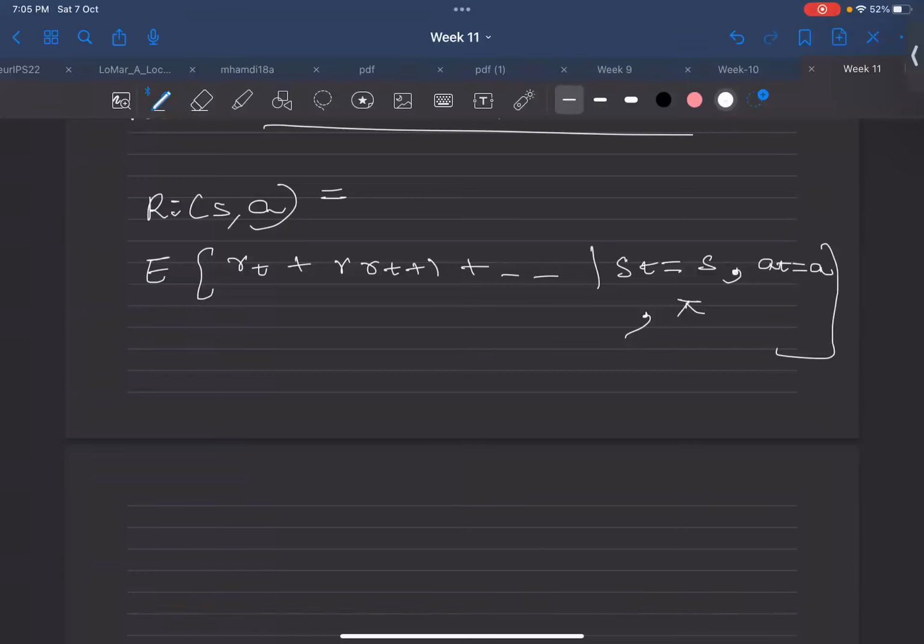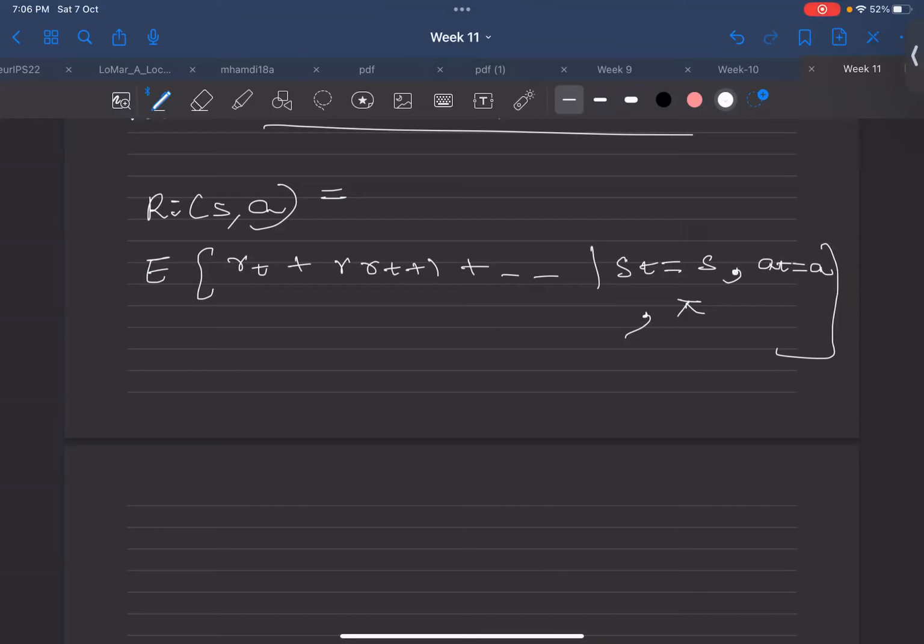Will this summation terminate with tau? The expectation is the summation R_t plus gamma R_{t+1} plus gamma squared R_{t+2}. Will it terminate or run infinitely? Why do we use discounted rewards? Because this is an SMDP, and one of its properties is that tau is a random value, so the SMDP can run infinitely. But with discounted rewards, that infinity part is taken care of, because the last terms are negligible.